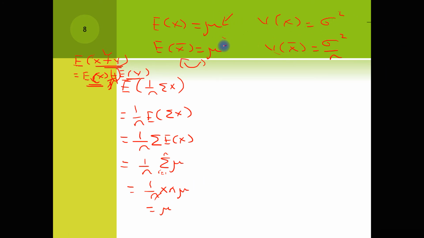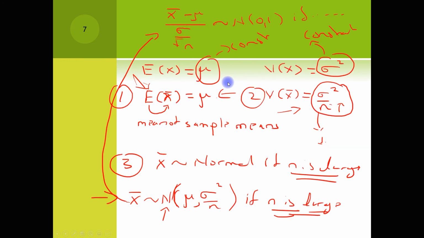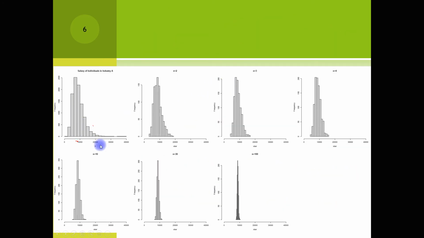It's not just a value that is made up. Mathematically, it has been proven that the expected value of x bar is mu, and experimentally, you also saw the same thing in the observation. The expected value of x bar was equal to mu.